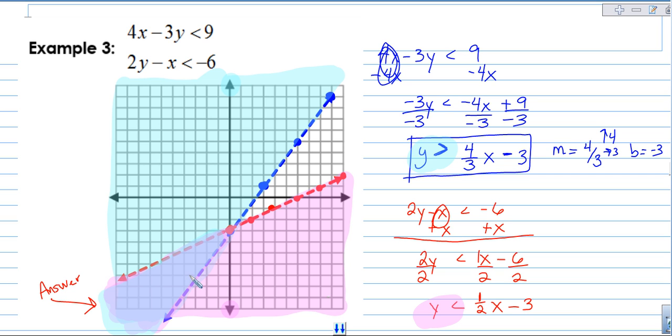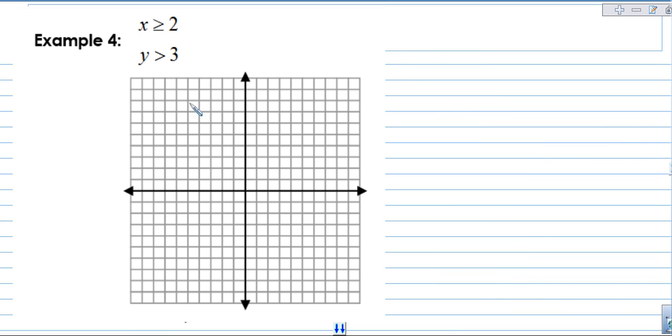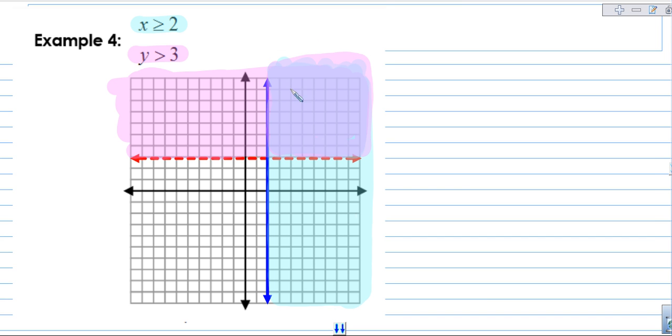So you can now pause the video and move on to example 4. This one's got those special case ones here. So I really want you guys to try. You should know how to do this. So just pause the video now, and then the answer will pop up. So this is your answer.